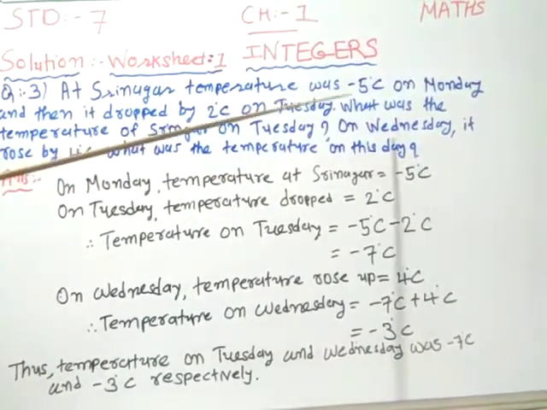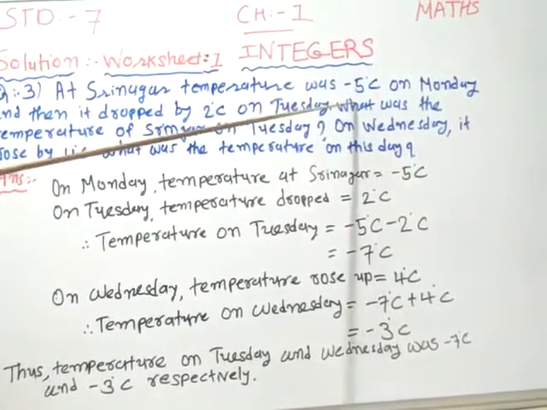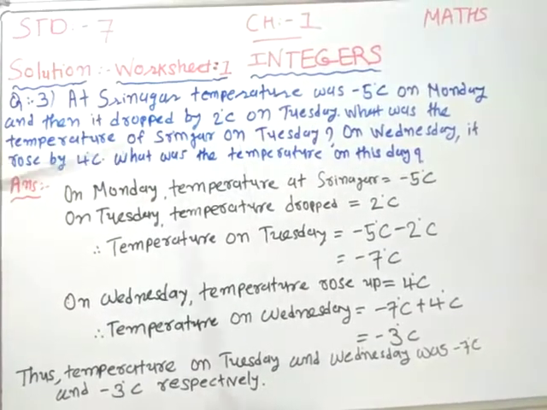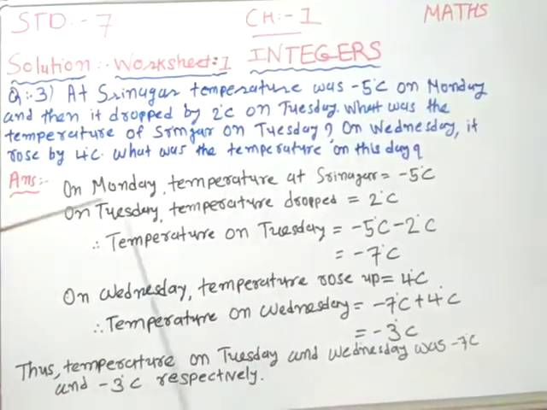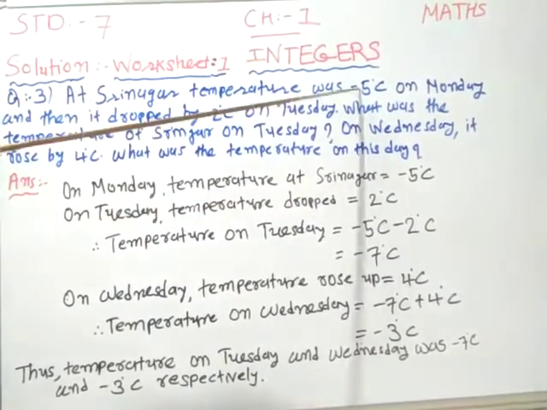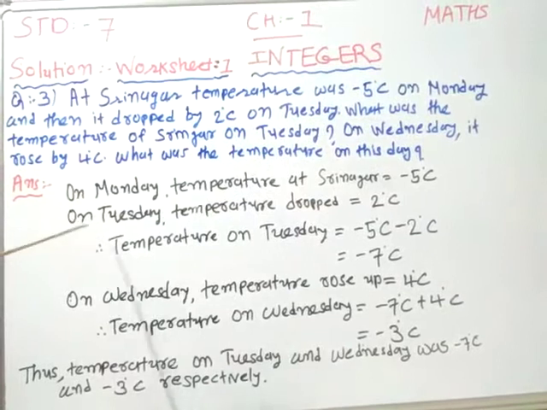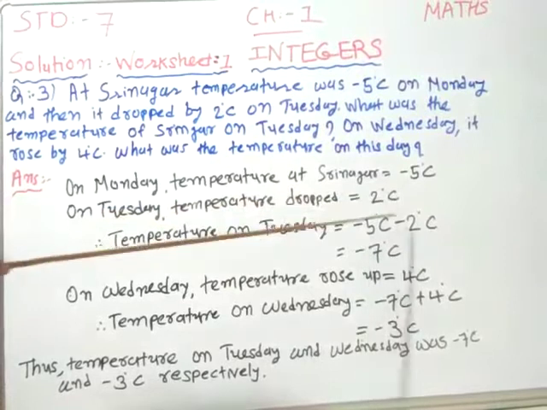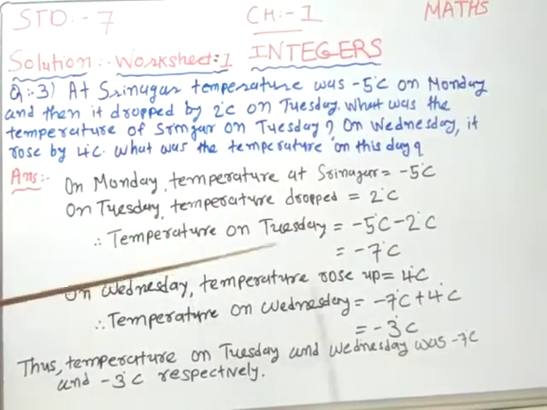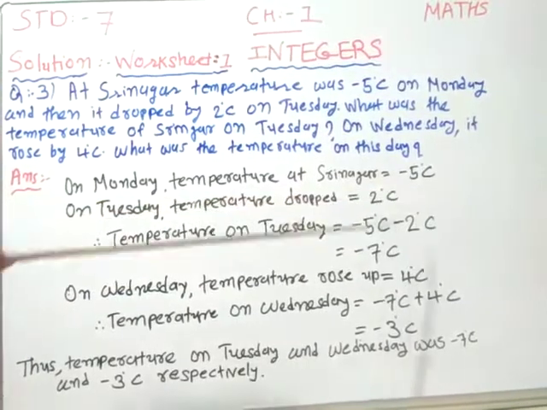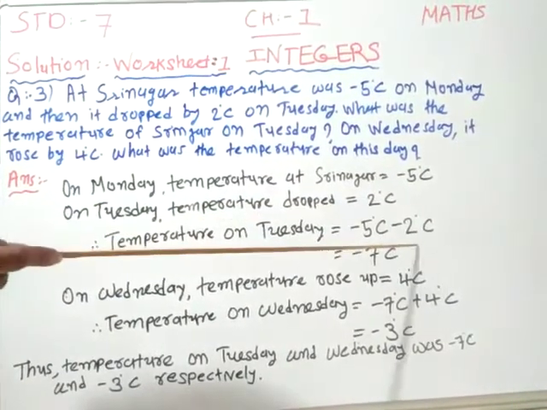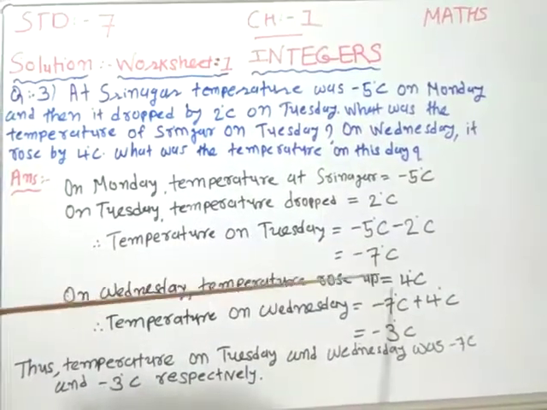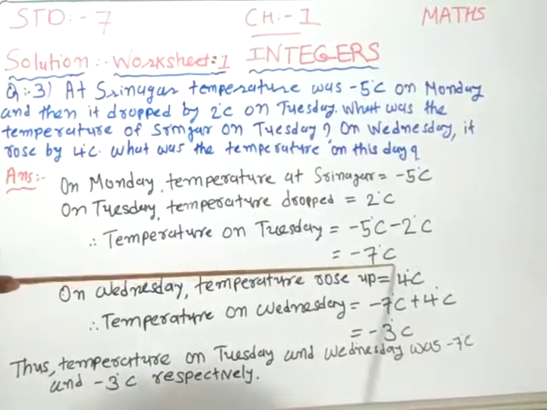It means on Monday the temperature was minus 5 degrees Celsius, and then it dropped by 2 degrees Celsius on Tuesday. Dropped by means decrease. So on Monday, the temperature at Srinagar is equal to minus 5 degrees Celsius. On Tuesday, the temperature dropped, which means it decreased, by 2 degrees Celsius. Therefore, the temperature on Tuesday is equal to minus 5 degrees Celsius minus 2 degrees Celsius. Minus minus is a plus. So 5 plus 2 is equal to 7, but it's minus 7 degrees Celsius.